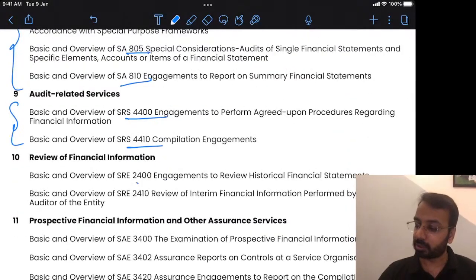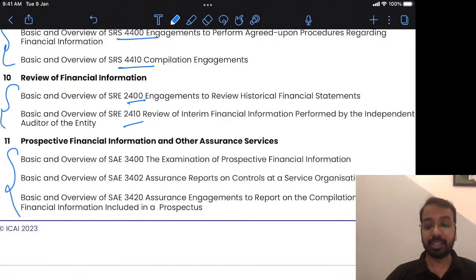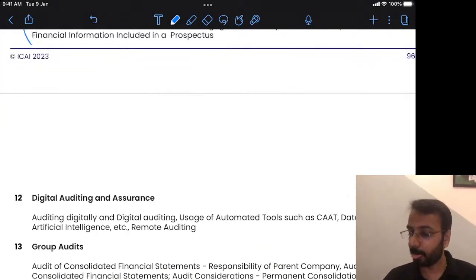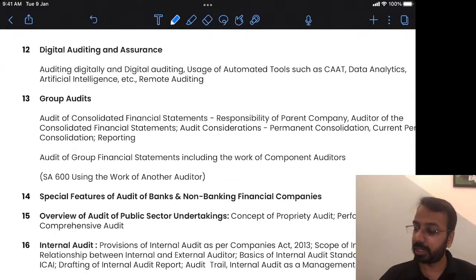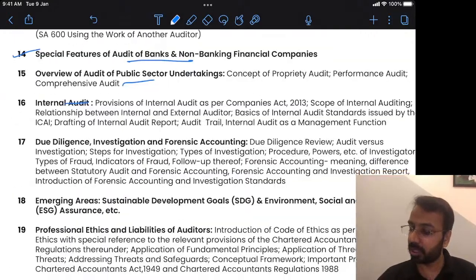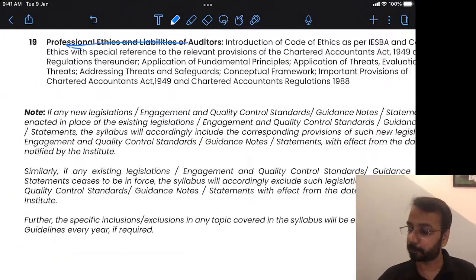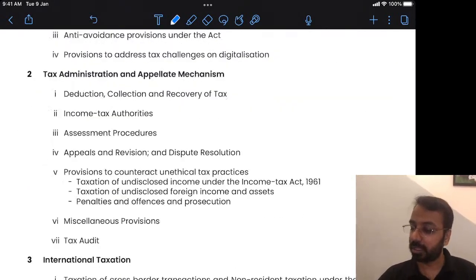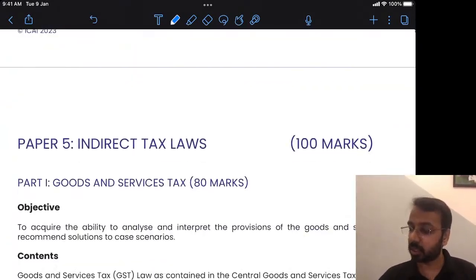2400, 2410, this also needs to be covered. 3400 series, this also needs to be covered. These were not there. These were there earlier. They had removed, and now again they have added back. Then digital auditing and assurance. What happens? Group audits already there. Audit of banks already there. PSUs, internal audit, all of these are already there. Then professional ethics. Then direct tax laws, indirect taxation, mostly the same. Indirect tax laws also mostly the same.